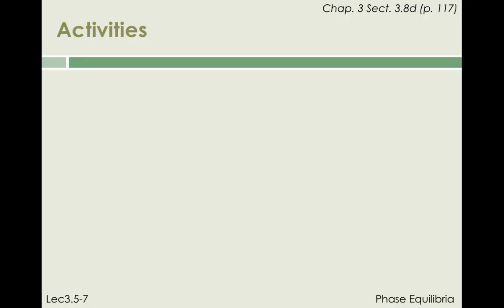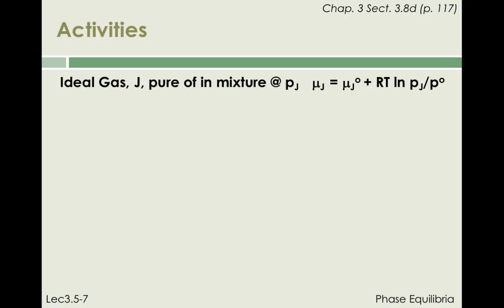In this and previous lectures, we have been discussing the concept of chemical potential. We have shown that for a gas J, either pure with pressure P_J or present as one component in a mixture with partial pressure P_J, we write the chemical potential of gas J equal to the standard chemical potential of J plus RT times the natural log of P_J divided by P standard.